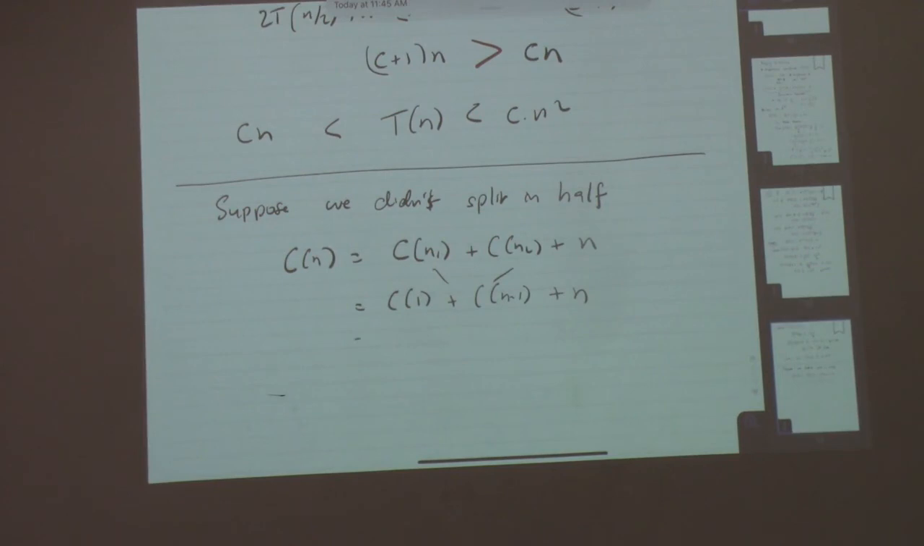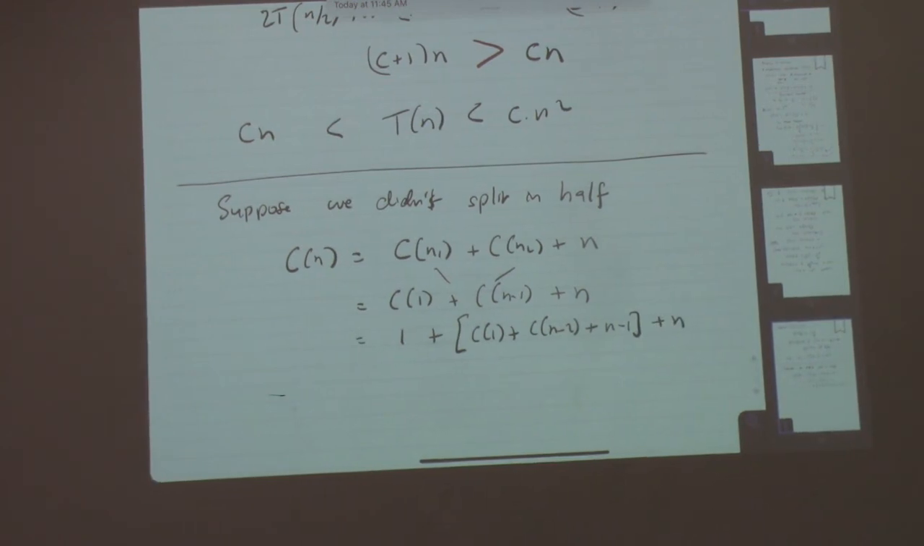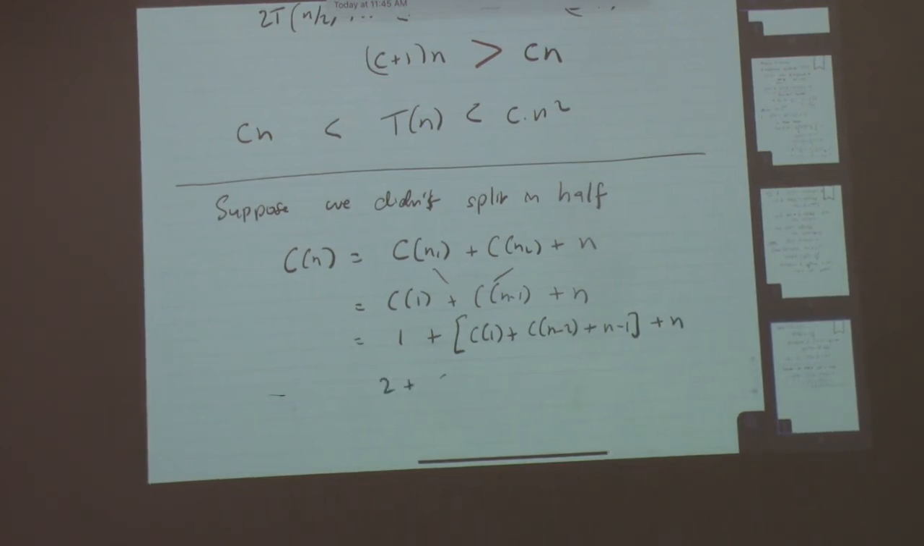Well, T of 1 is 1. So this becomes 1 plus T of n minus 1 plus n, which becomes 1 plus T of 1 plus T of n minus 2 plus n minus 1 plus n, which is equal to 2 plus T of n minus 2 plus n minus 1 plus n. It doesn't take much work to see that if you keep doing this, you'll get n plus n minus 1 plus n minus 2 plus and so on, and this will be basically n squared. So if you don't split in half, you actually get a much worse running time. And that intuitively makes sense because we're not splitting in a balanced way. We're not taking advantage of the fact that it's really balanced.